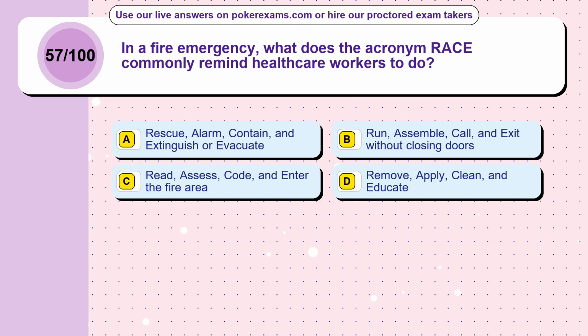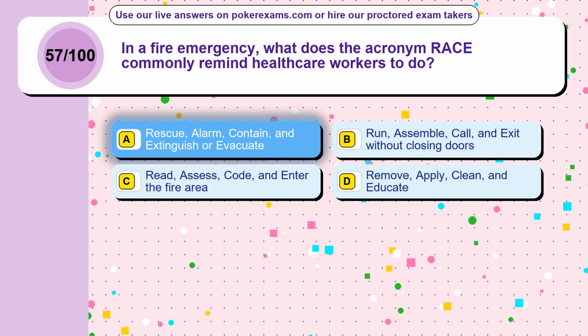Question 57. In a fire emergency, what does the acronym RACE commonly remind healthcare workers to do? Option A. Rescue, alarm, contain, and extinguish or evacuate. Option B. Run, assemble, call, and exit without closing doors. Option C. Read, assess, code, and enter the fire area. Option D. Remove, apply, clean, and educate.